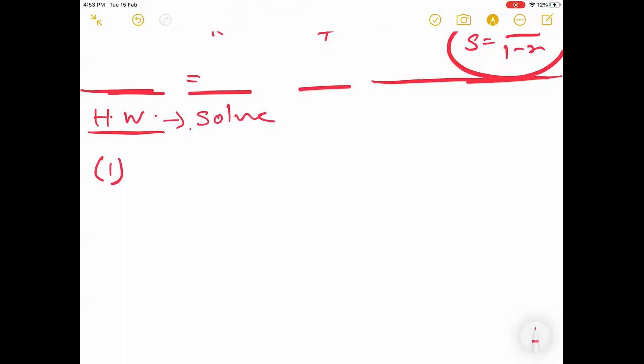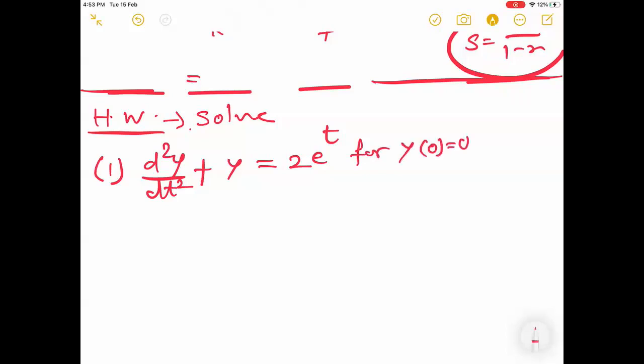Solve the equation d square y by dt square plus y is equal to 2 e raised to t, for y(0) is equal to 0 and y dash (0) is equal to minus 2.